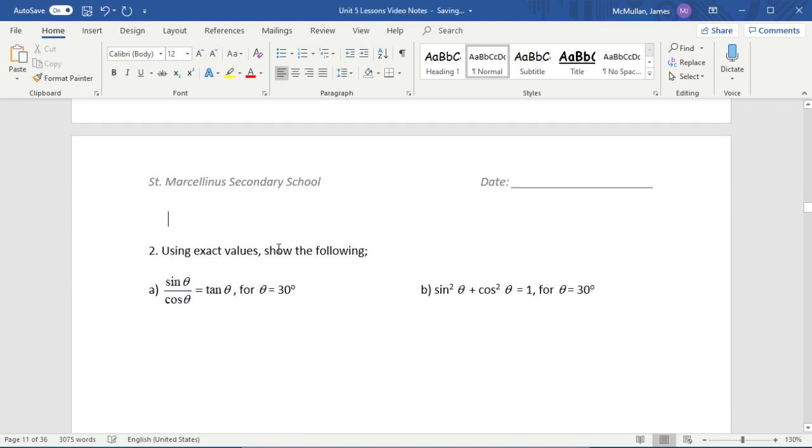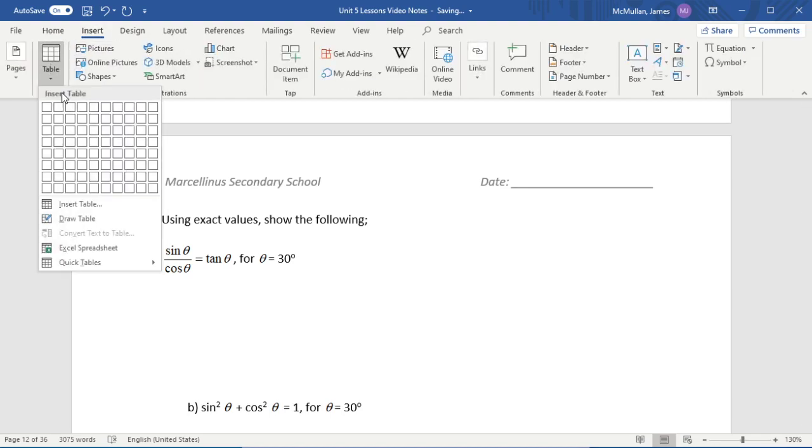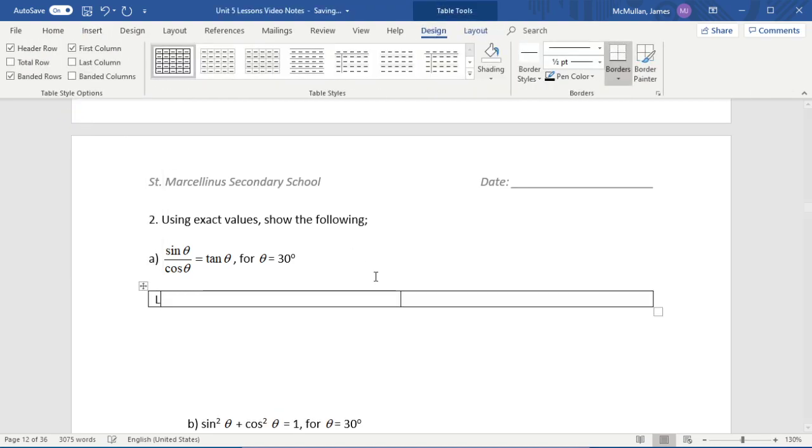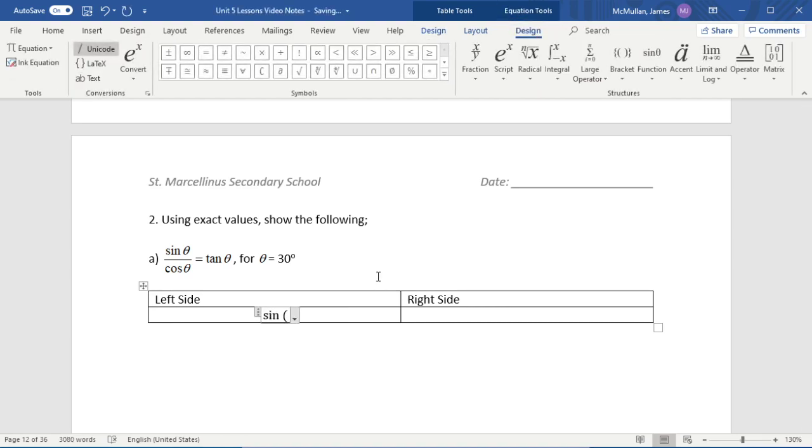Okay, now it says using exact values, show the following. Sine theta over cos theta equals tan theta when theta is 30 degrees. Okay, so let's split this into 2 halves. We're going to do a left side and a right side. Now, the idea when you're doing a proof is that you cannot move things from one side of the equation to the other. So you have to use equivalent expressions on each side.